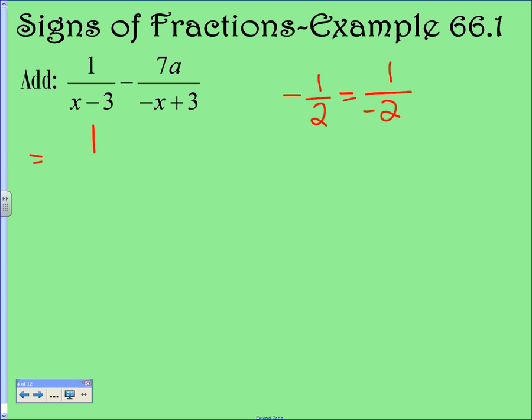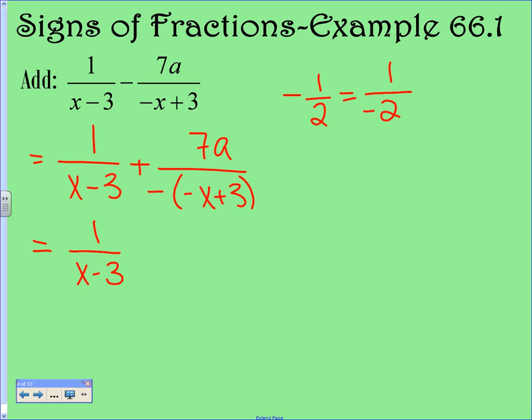So I'm going to make this plus 7a over negative x plus 3. I just put that negative in the denominator. We haven't changed the value of our expression. We just pulled the negative to our denominator. So it's going to be 7a over what? Distribute your negative to get x minus 3.